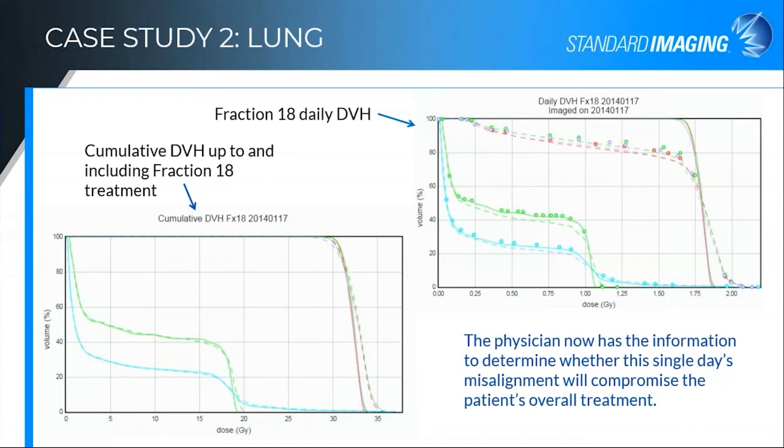so that the physician can make a decision whether this single day misalignment will compromise the patient's treatment. My guess on this one is that they shifted the couch the wrong way. It's that age-old problem of, is a superior shift a shift of the patient in the superior direction, or a shift of the patient in the inferior direction in order to move the point more superior? Somebody got it backwards.